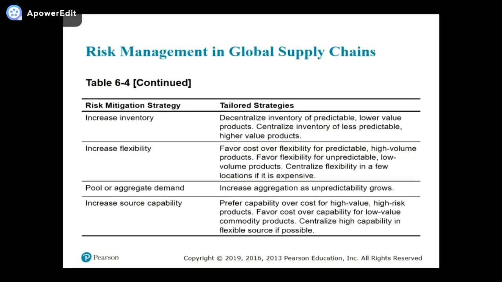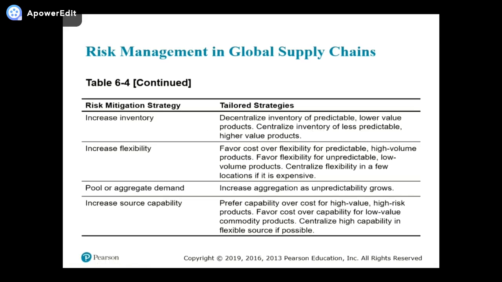Increase inventory. This is less costly for products that are low value. Therefore, there we can afford to have decentralized inventory. But if the product is very high value, then increased inventory could be very costly. So there we use centralization to reduce the cost increase.